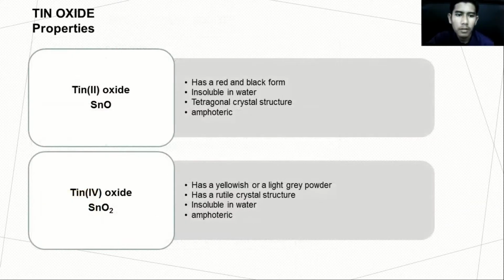Next is tin. First one is tin oxide. Tin oxide has a red and black form and is soluble in water. It has a tetragonal crystal structure. Next is tin dioxide. This oxide is a yellowish or light grey powder and has a rutile crystal structure. This oxide is soluble in water. Both of these oxides have amphoteric properties.